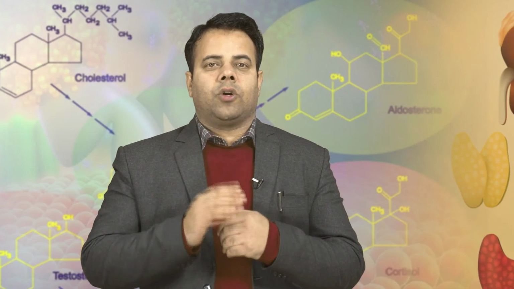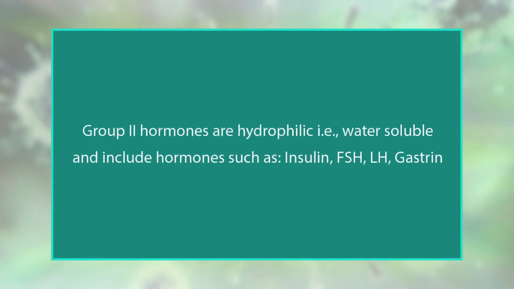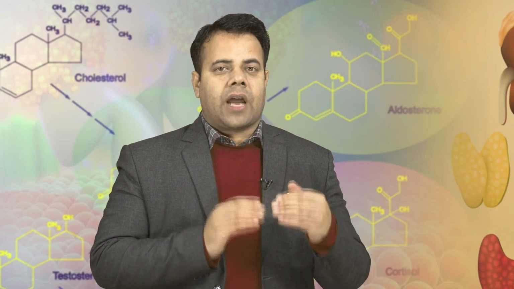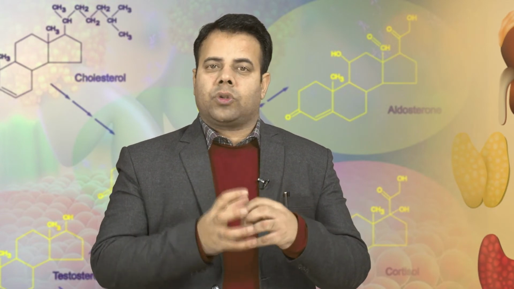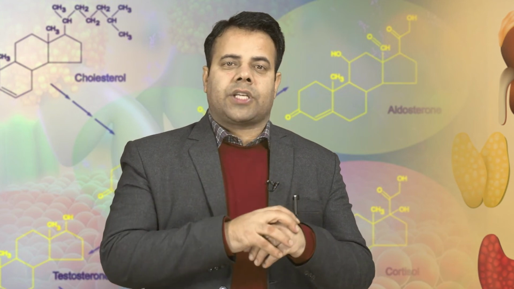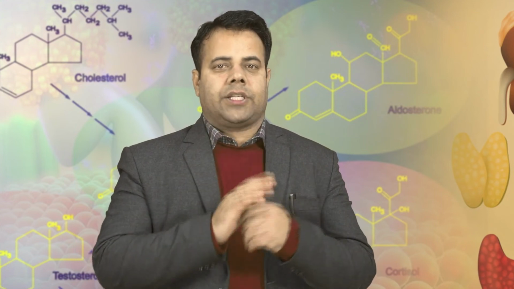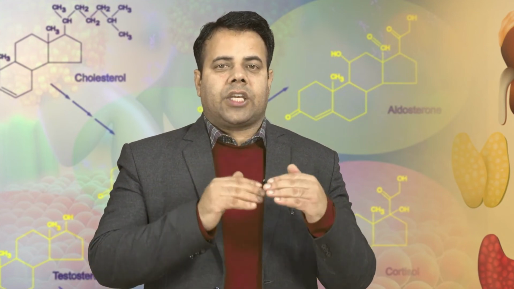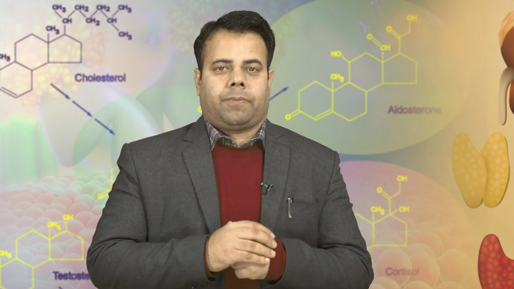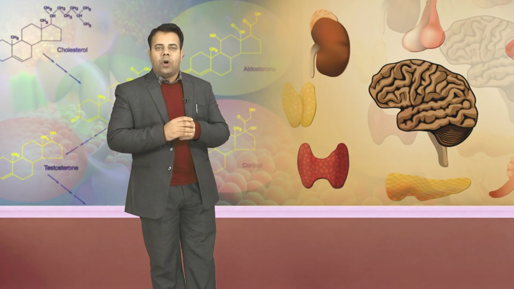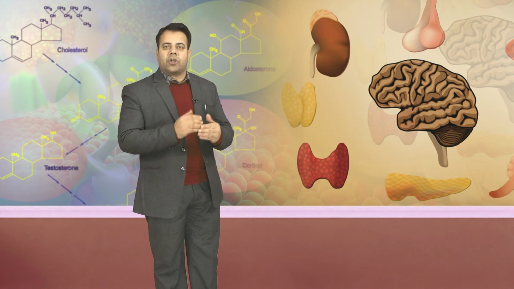Now let us discuss the group 2 hormones. These are hydrophilic, that is water soluble in nature, and include hormones such as insulin, follicle stimulating hormone, luteinizing hormone, gastrin, etc. Such hormones bind to the target cell surface receptor, where the hormone acts as first messenger and stimulates the release of certain molecules that act as the second messengers, which in turn execute a number of biochemical functions. Dear students, till now we have known the heterogeneous nature of hormones.